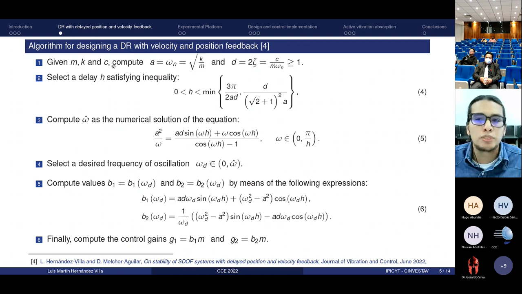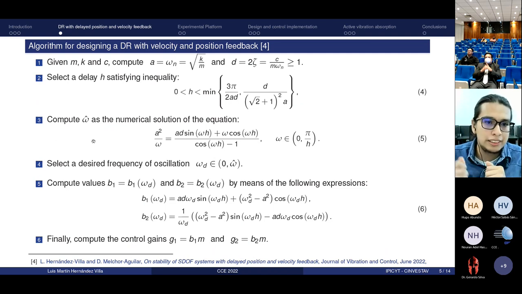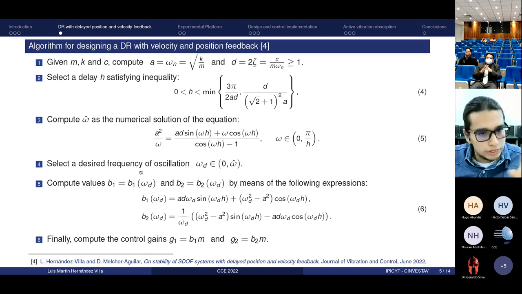This is the design algorithm for a DR with velocity and position feedback presented in work 4. In this algorithm, we can easily see how, given the parameters of the system, we can select the delay and the feedback gains to obtain oscillatory behavior at the desired frequency. Besides, it's important to mention that this DR configuration allows assigning a different oscillation frequency by only changing the feedback gains G1 and G2, but not the delay. This is in contrast with the other DR configurations, and it is clear in this algorithm because we only need to repeat steps 4, 5, and 6.